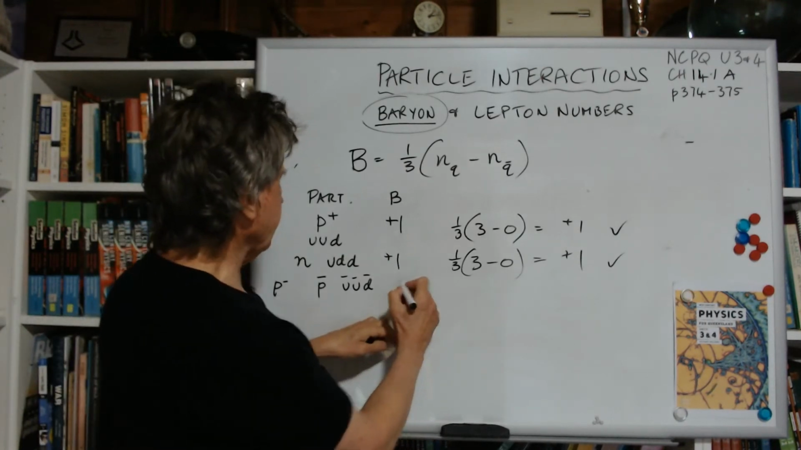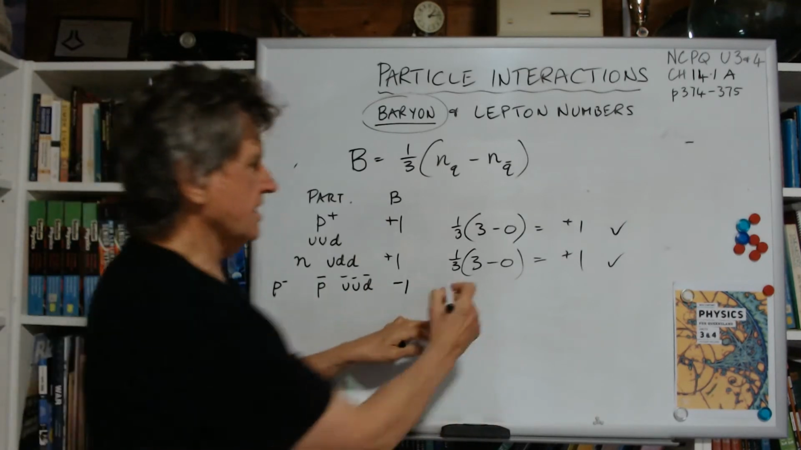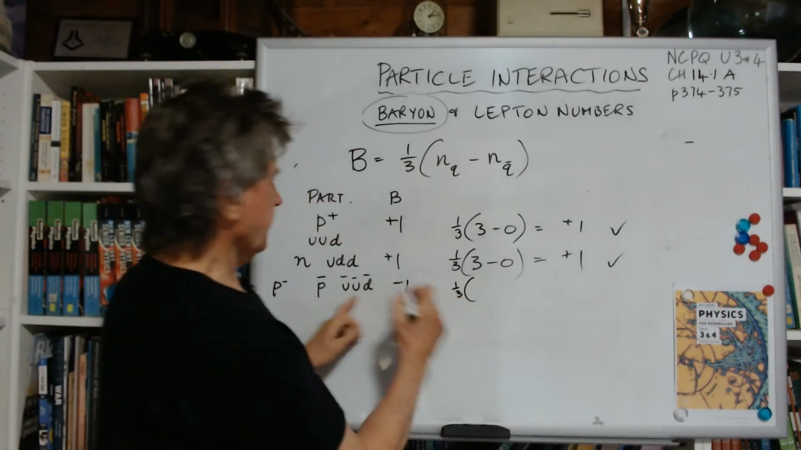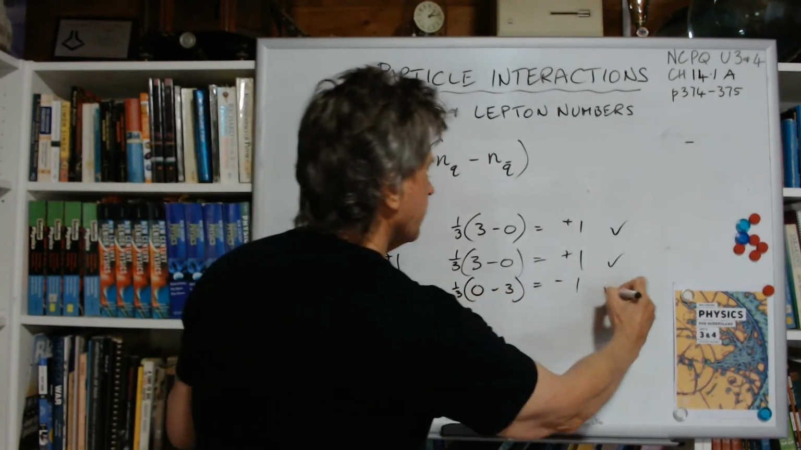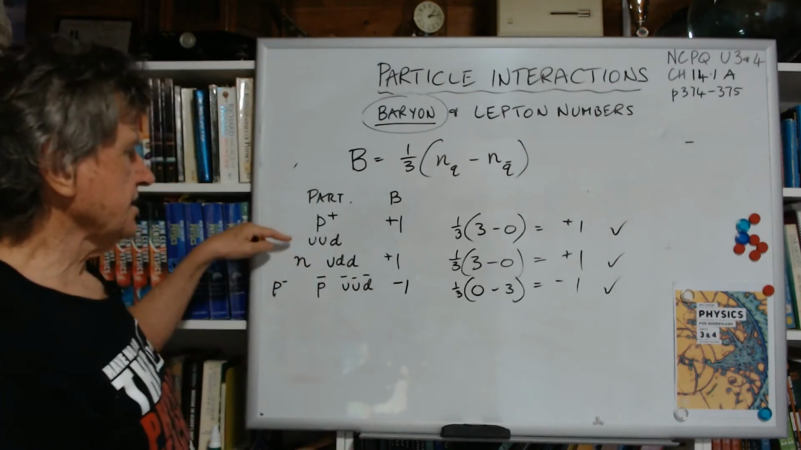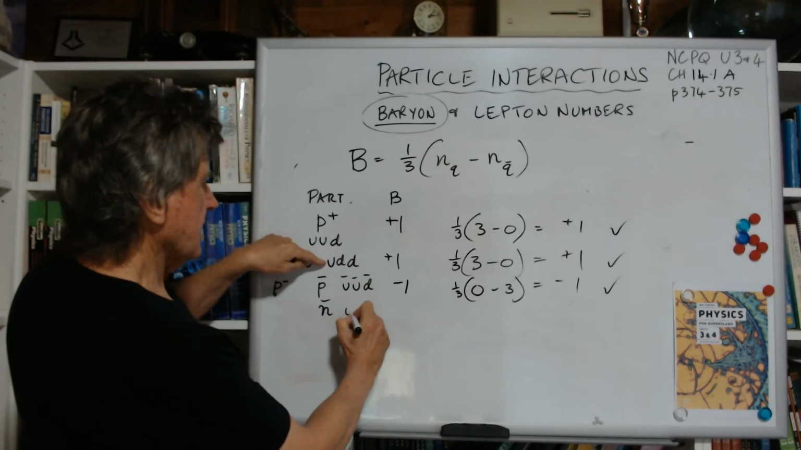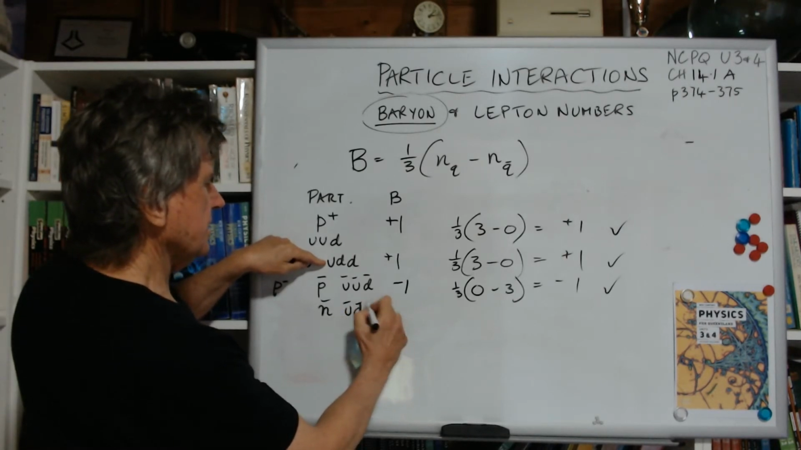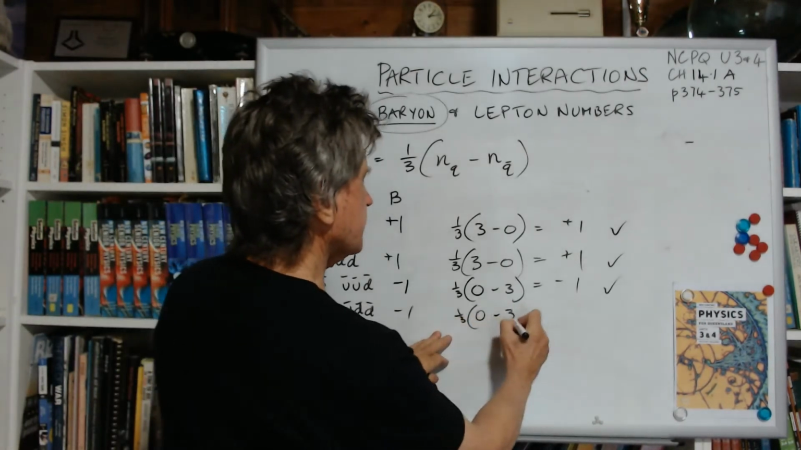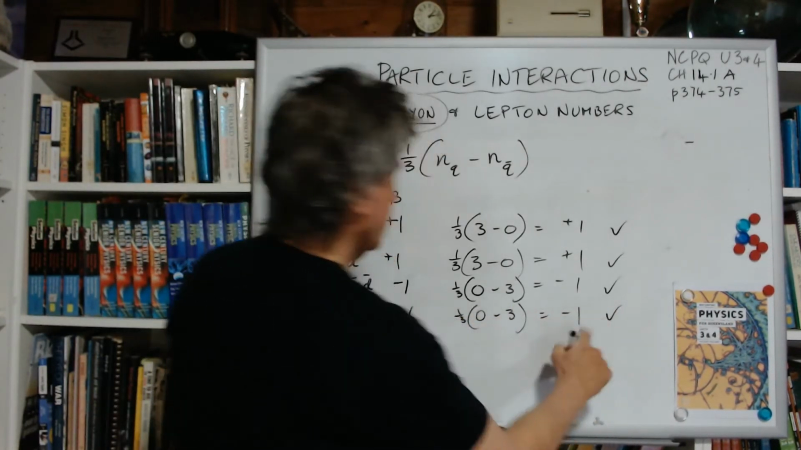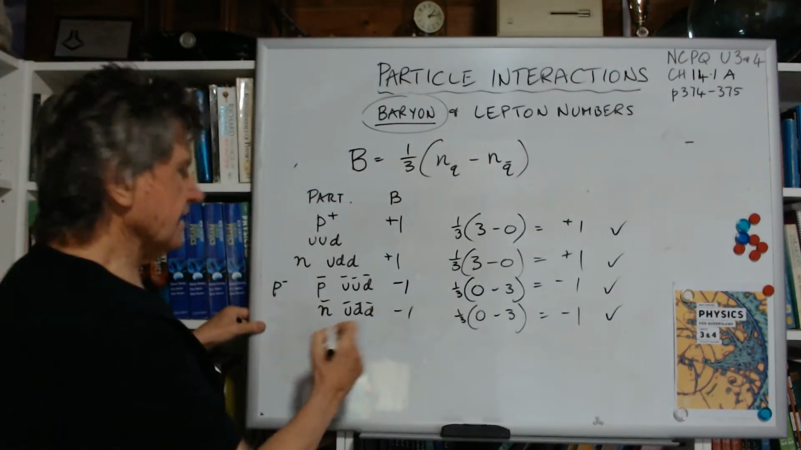So if you had to guess, you'd probably say, well, the baryon number is probably the anti-version of that, and so it'll be 1/3 of number of quarks, 0, minus 3, and that's -1. And the same would happen for an anti-neutron. So an anti-neutron would be anti-up, anti-down, anti-down, guessing -1, and it'll be 1/3 of 0 minus 3, which equals -1, and they agree.